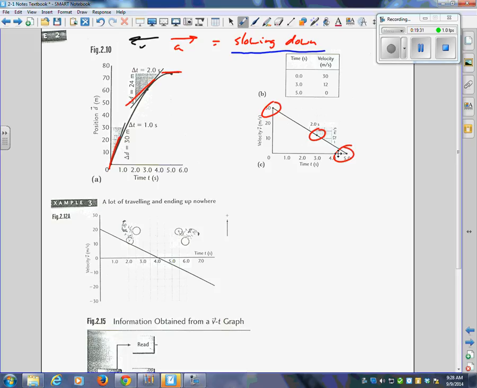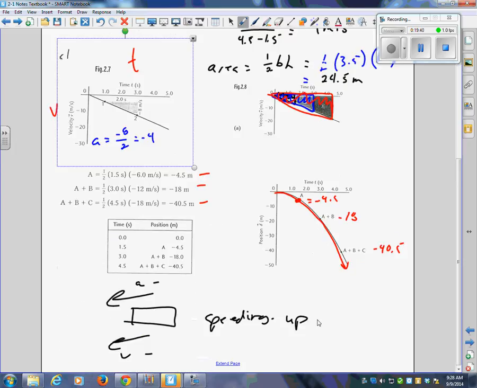You want to jot that down somewhere? I've got it here. Signs are opposite, slowing down. Same direction, speeding up. If you want to jot that down in your own words somewhere, that's good.